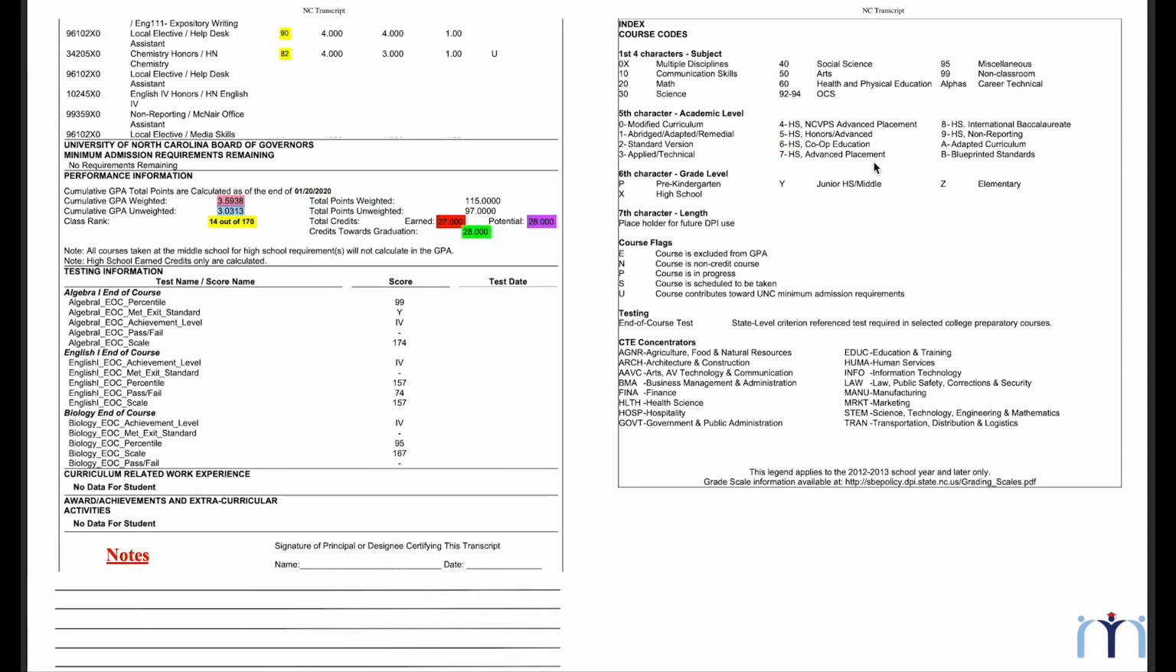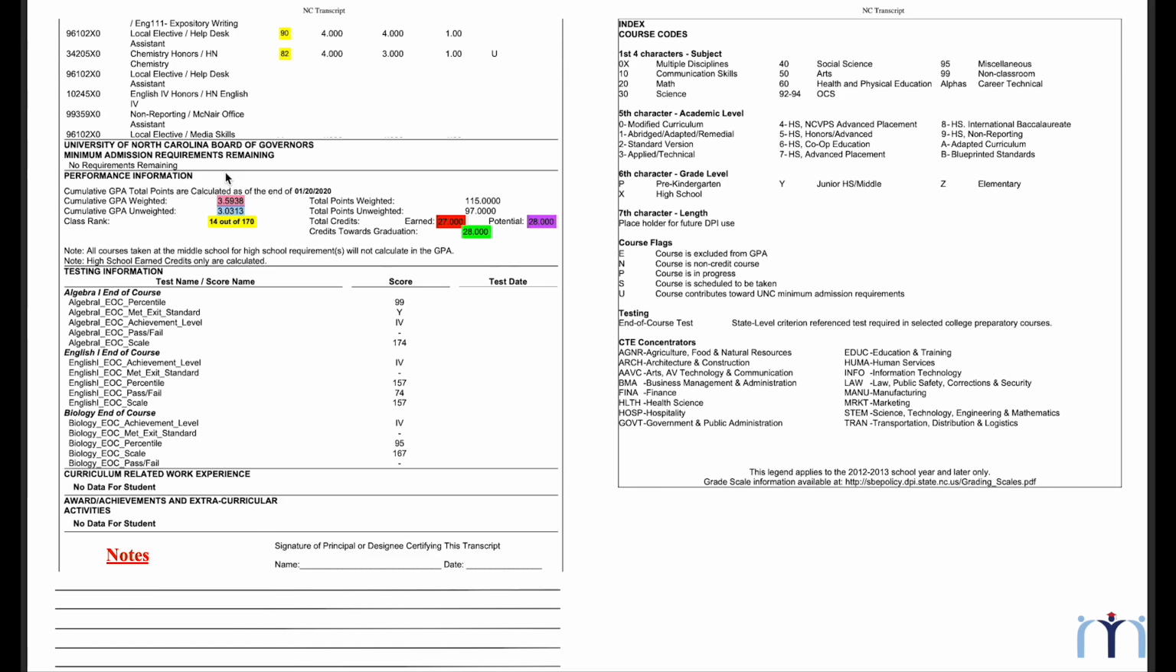As we scroll to page 2, you'll see the rest of the senior year courses here on the right. You will also see some very important information that is on each transcript. Now, the transcript that we're looking at is a senior transcript, but if it were an underclassman transcript, this University of North Carolina Board of Governors minimum admission requirements remaining would list the courses that they have not taken or been enrolled in for graduation. Because this student has been enrolled in all of their requirements for graduation, they have no requirements remaining in that section. The next section, bulleted or bold-faced, is the performance information.